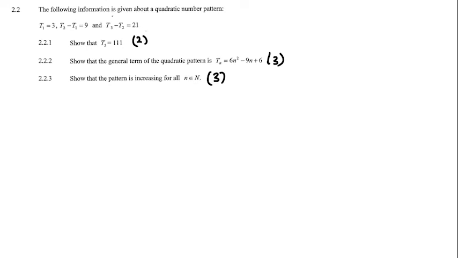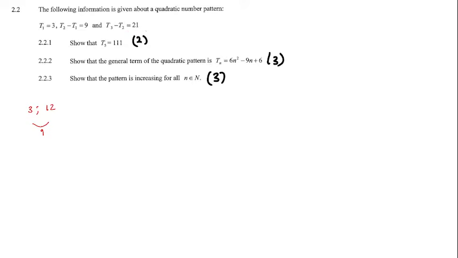Hi guys, today we'll be looking at a question on quadratic number patterns. So the following information is given about a quadratic number pattern. T1 is equal to 3, so we would have 3. T2 minus T1 is equal to 9, so we know our first difference is 9. So if we say 3 plus 9, we get 12.